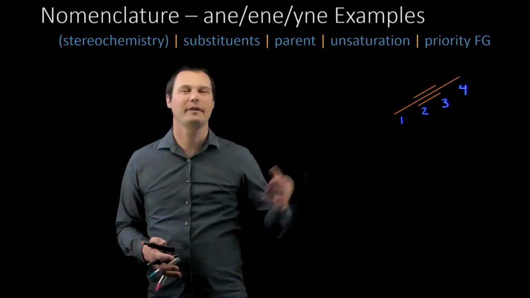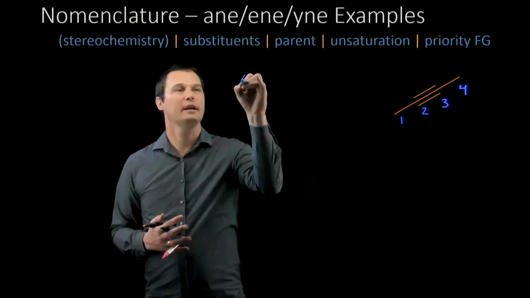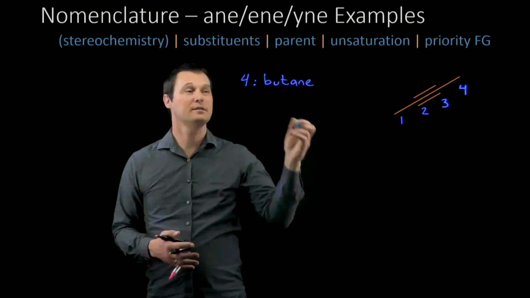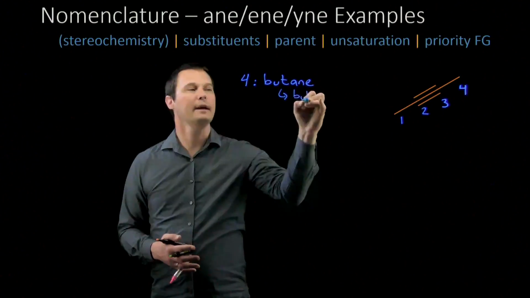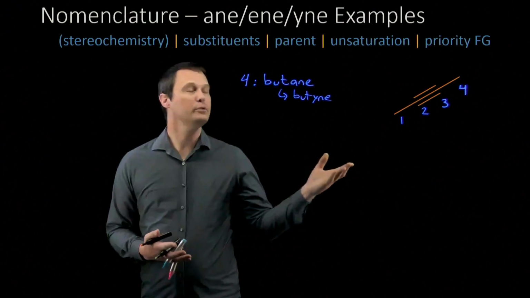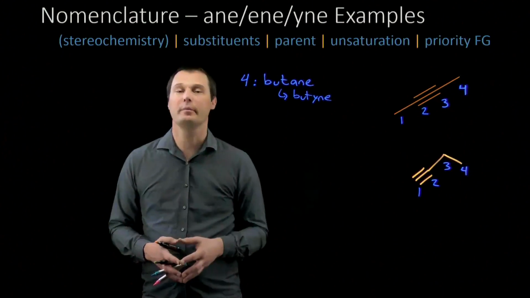Pause the video, see if you can find the name for this molecule. As always, we'll start with the number of carbons in the longest consecutive chain. That's 4. Our 4-carbon hydrocarbon is butane. With a triple bond, this isn't going to be butane, it's going to be butyne. Just like before, it is going to matter where the triple bond is. Can you draw the other versions of butyne and name those as well? There's only one other version of butyne, and it would have the triple bond between carbons 1 and 2.